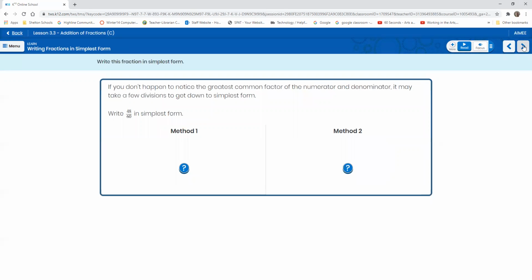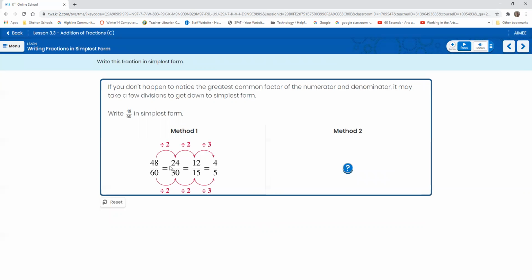When we're reducing fractions to simplest form, remember we have 2 methods. If you don't happen to notice the greatest common factor of the numerator and denominator, it may take a few divisions to get down to the simplest form. So we're going to look at the way they did this. They took 48 over 60. They divided both the bottom and the top by 2 and got 24 over 30.